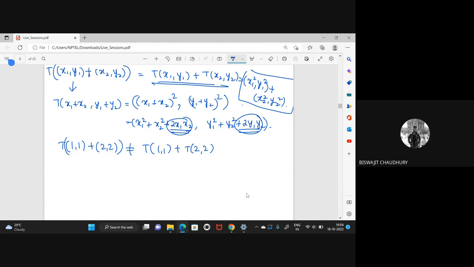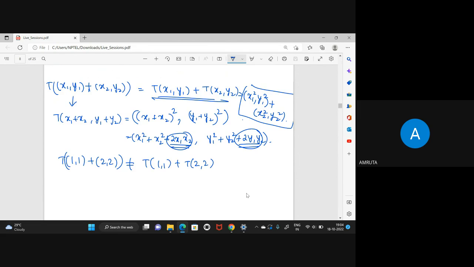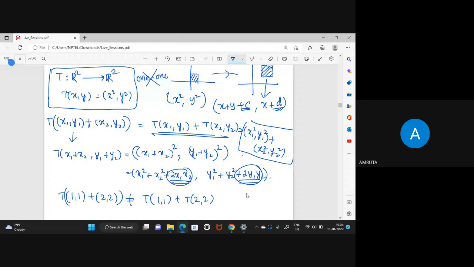So in general, we have already proved it here, whenever we have x squared terms, x cubed terms, it will never be a linear transformation, because you're going to have those extra terms that come out of the expansion.